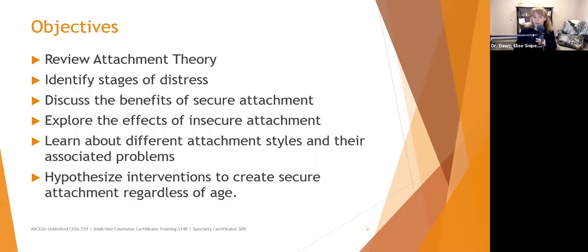And I'll jump ahead, a little foreshadowing here. Even Bowlby agreed that attachment style can be intervened with or can be fixed, if you will, in adults, even if their primary attachment wasn't there. So it's not a lost cause.